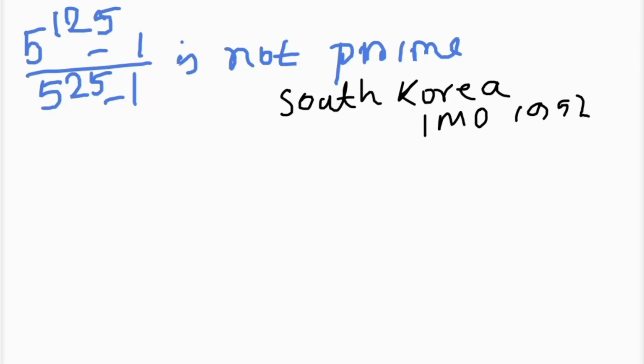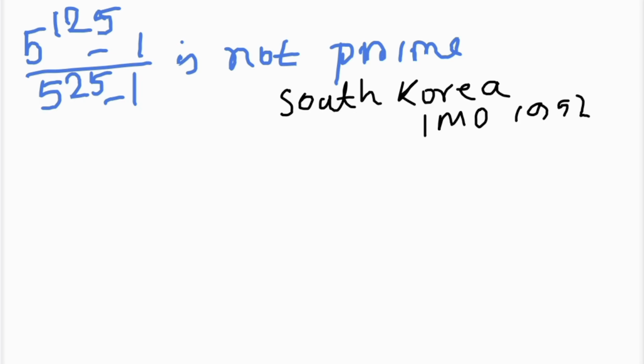Guys, we are going to solve a problem that was proposed by South Korea in the International Mathematical Olympiad in 1992. The problem is very interesting and also quite difficult to solve. The problem is: (5^125 - 1)/(5^25 - 1) is not a prime. We have to prove it, okay?